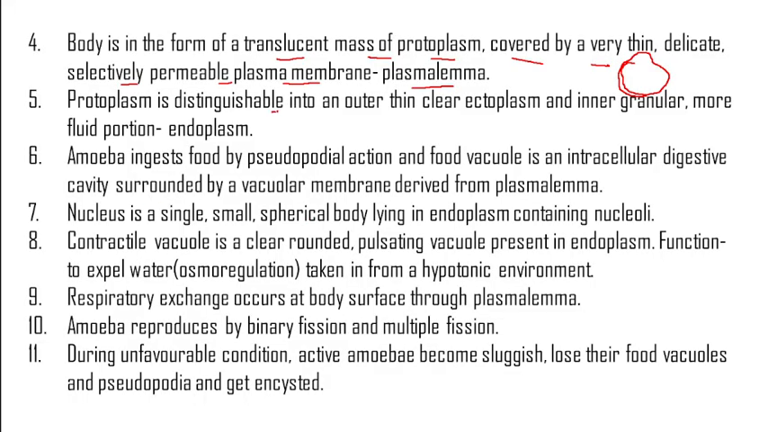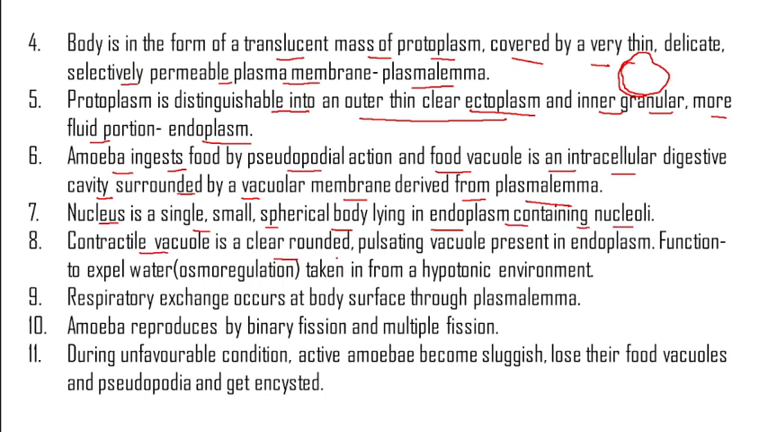The protoplasm is distinguishable into an outer thin clear ectoplasm and an inner granular, more fluid portion called the endoplasm. The outer portion of the cytoplasm is called ectoplasm and the inner is called endoplasm. Amoeba ingests food by pseudopodial action, and food vacuole is an intracellular digestive cavity surrounded by a vacuolar membrane derived from plasmalemma. Nucleus is a single small spherical body lying in endoplasm containing nucleoli.